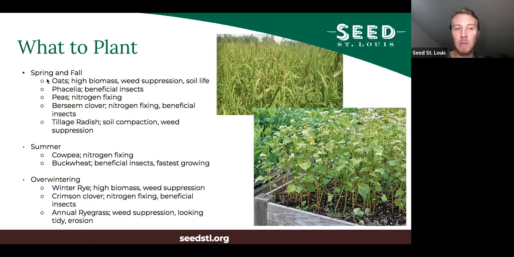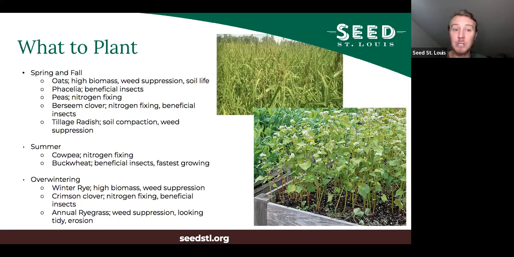Oats are probably the best one that produces a lot of biomass. Because it produces so much biomass, it also tends to be good for weed suppression. And oats, for whatever reason, also seem to be really beneficial for soil life. There's a plant called Phacelia, I'm probably pronouncing that wrong, that produces lots of flowers and is really good for attracting beneficial insects. Peas are a good nitrogen fixer, so a good option if your goal is to add some nitrogen to your soil. Berseem clover is a good one that adds nitrogen to your soil, and also has flowers that beneficial insects like.